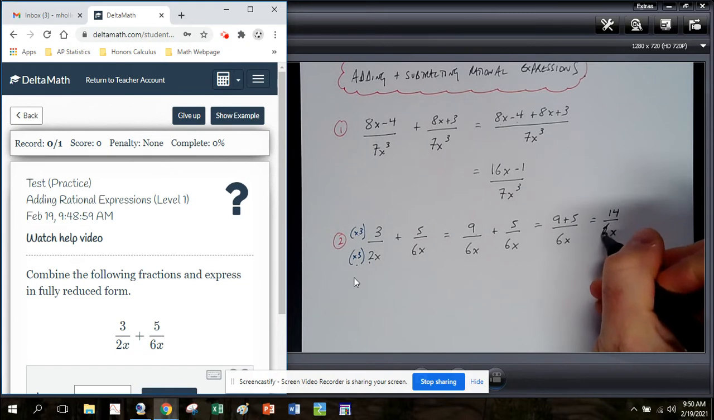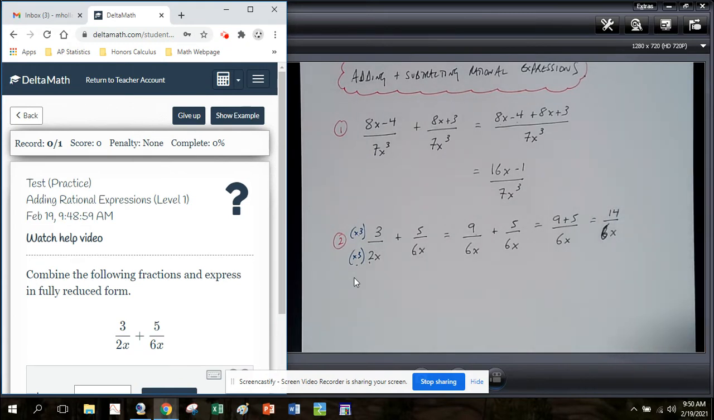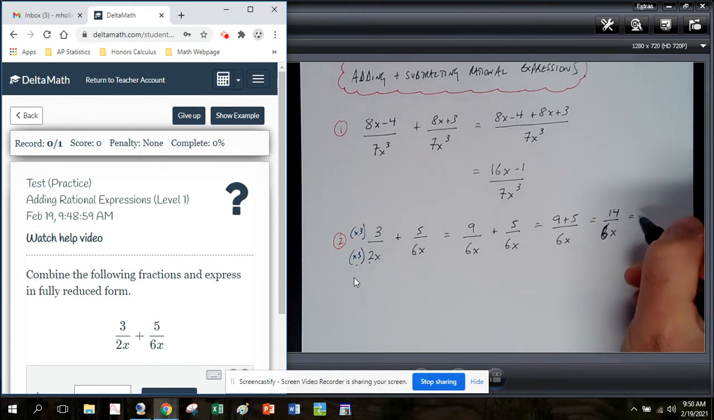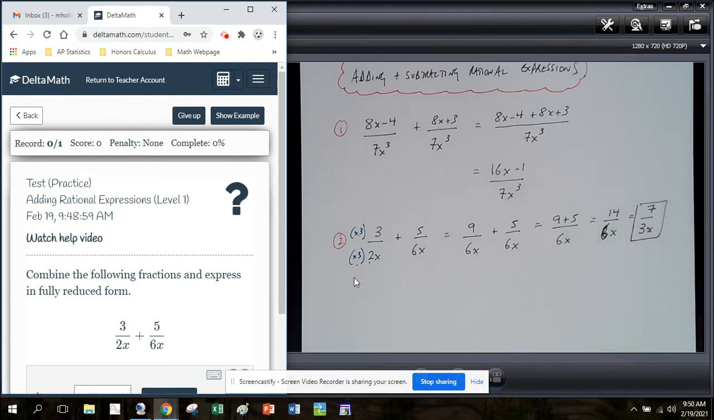Now, with any fraction, you always want to simplify, if you can. So here, 14 divided by 6, that will reduce. 2 will go into 14 7 times, 2 will go into 6x 3 times. So therefore my final answer is 7 over 3x.